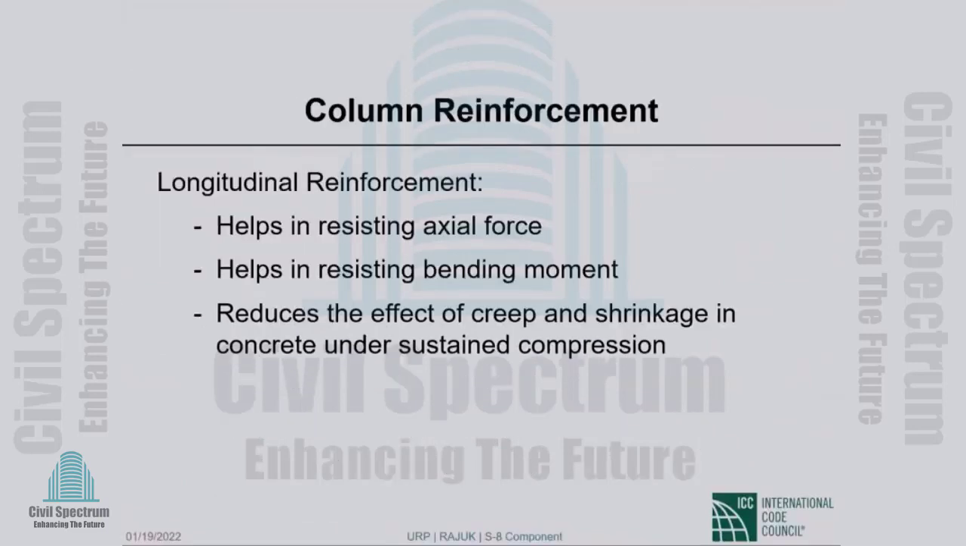The longitudinal reinforcement in a column helps in resisting axial force. Very definitely, the concrete carries part of the axial force, the reinforcement carries the rest. It helps in resisting bending moment. You know that bending moment causes tension on one face of a member, and tension requires reinforcement. Thirdly, it reduces the effect of creep and shrinkage in concrete under sustained compression.